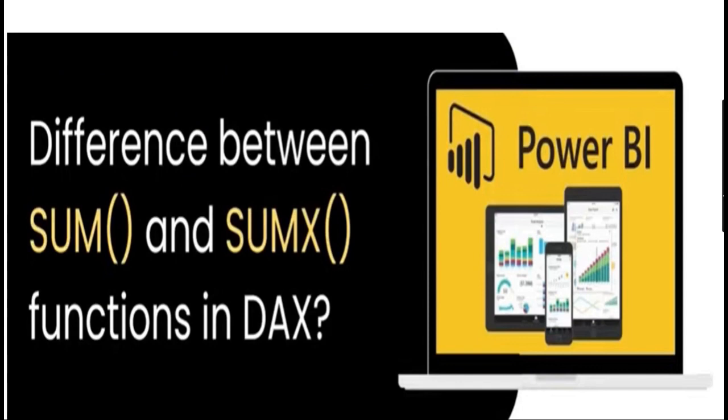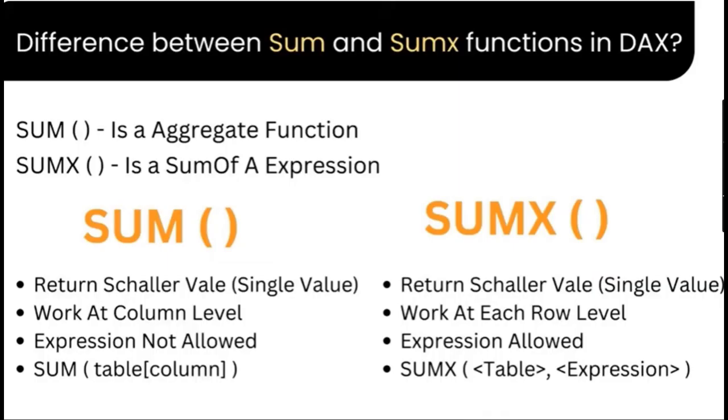Next question for interview purposes may be, what is the difference between SUM and SUMX functions in DAX? We can say SUM is an aggregate function and SUMX is a sum of an expression. So what is the difference? SUM returns a scalar value, meaning a single value. It works at column level. Expression is not allowed. The syntax is SUM(table[column]).